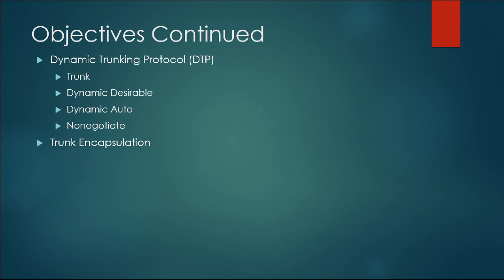We also discussed dynamic trunking protocol, how trunking is always on, dynamic auto is passive, and then dynamic desirable is the Cisco default mode of operation. No negotiate would be used to stop the transfer of DTP frames between ports. You might use that with the trunking mode of access or the access mode of access. And again, it's some more on encapsulation.